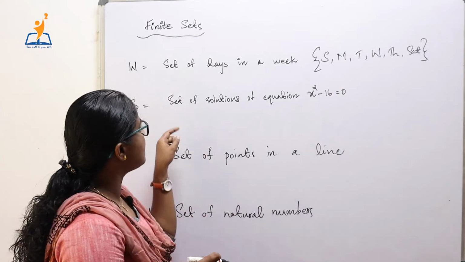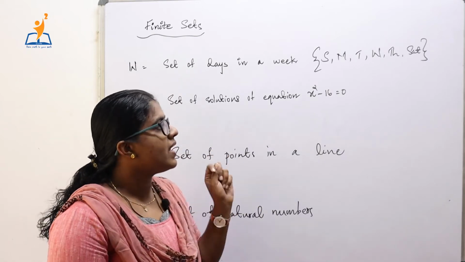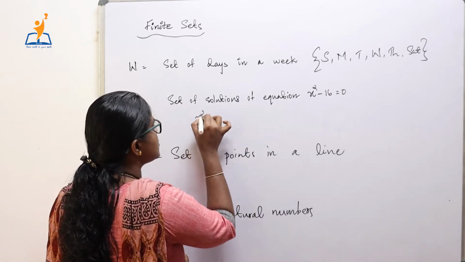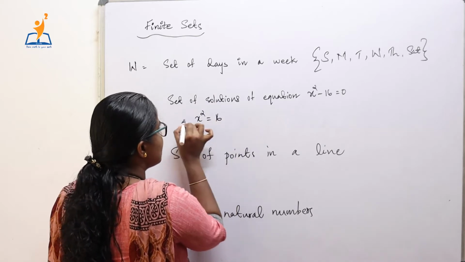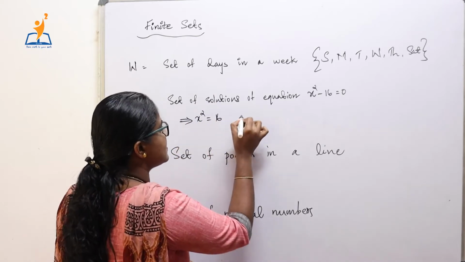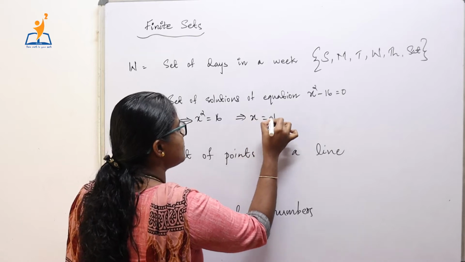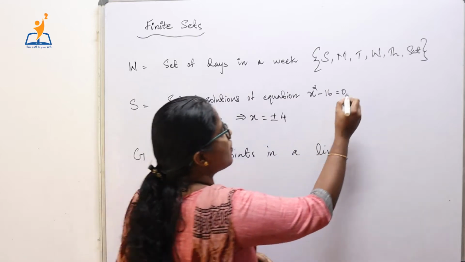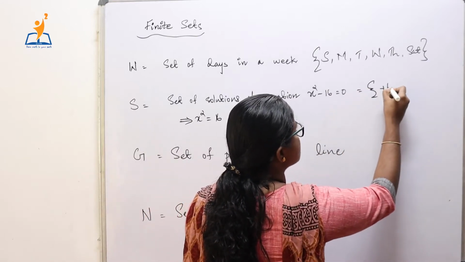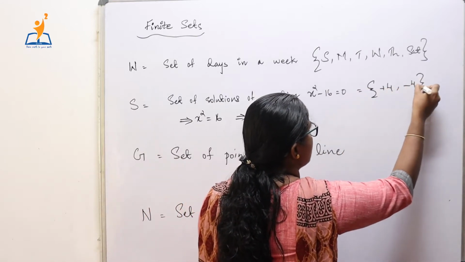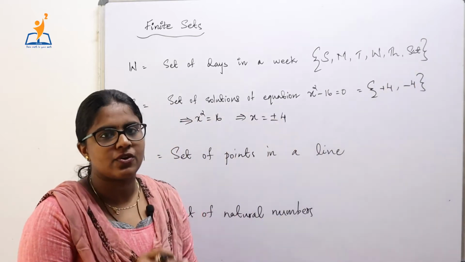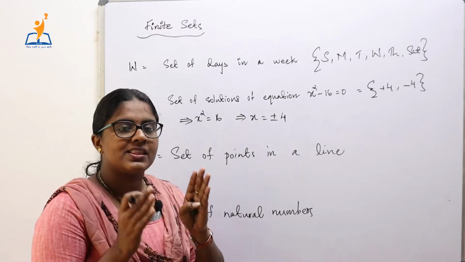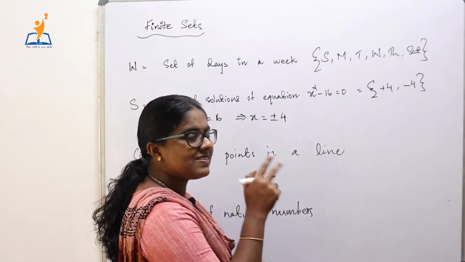Now, in this example, the set of solutions of x square minus 16 equals 0. And we know that the solution of x square minus 16 is found like this: x square is equal to 16, which implies x is equal to plus or minus 4. So, in this set, we have only 2 elements, that is plus 4 and minus 4. Both plus 4 and minus 4 are distinct elements. So, the cardinality of this set S, or the number of elements of this set S, is 2.